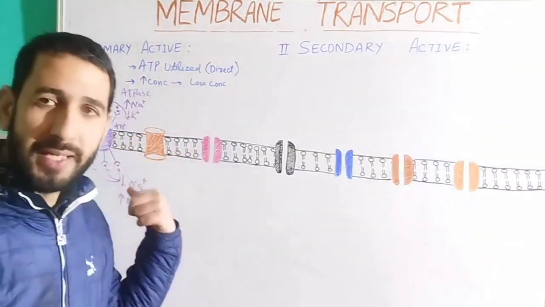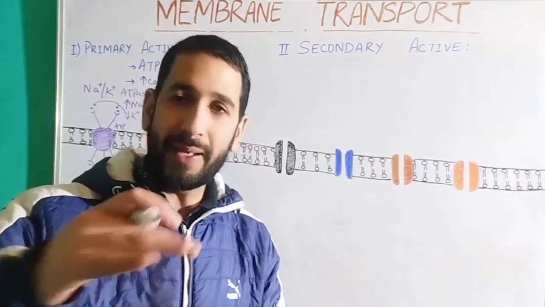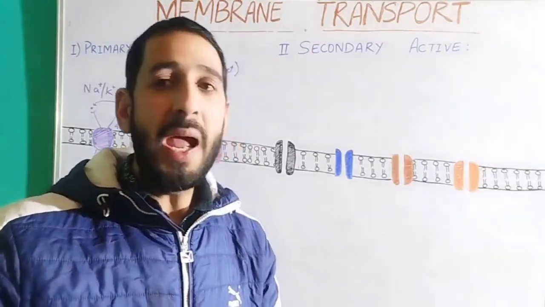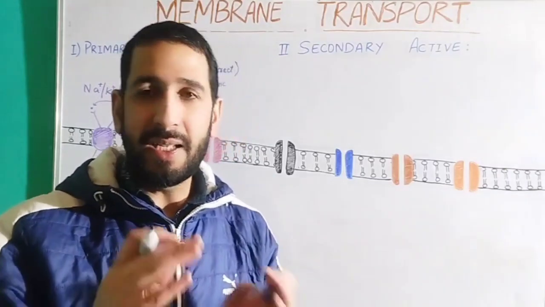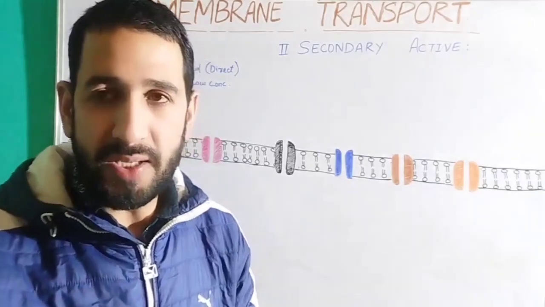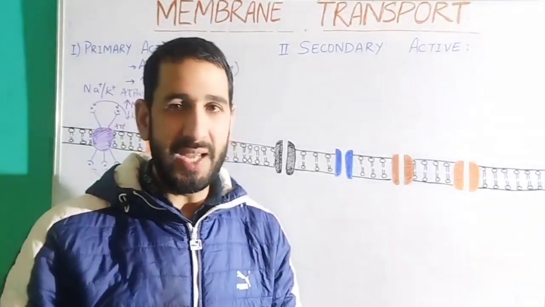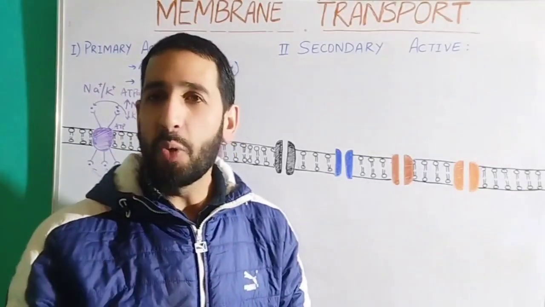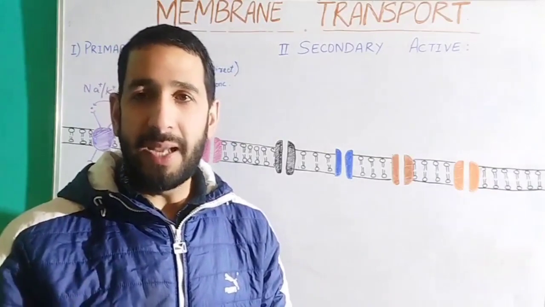What it is doing is, it is sending 3 sodium ions out of the cell against their concentration gradient, and it is bringing 2 potassium ions into the cell against the concentration gradient of the potassium, because potassium is in low concentration outside the cell and sodium is in low concentration inside the cell. That is all about sodium potassium ATPase. This is the first example of primary active transport.